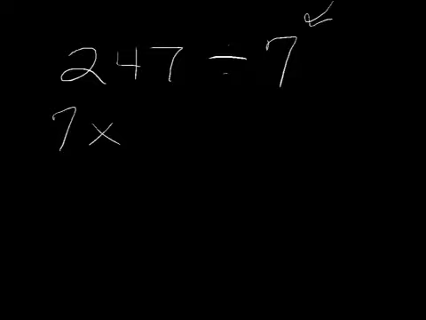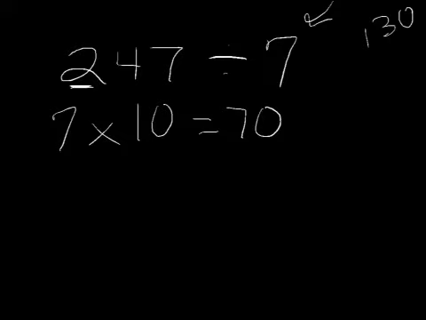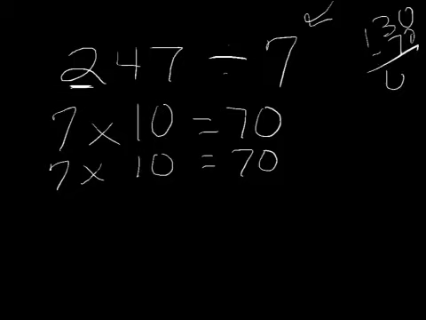So we can think to ourselves, 7 times what is close to 200 without going over? Now, in lots of cases, it's hard to think in that big of numbers, so go small if you want to. So we can say, well, I know that 7 times 10 is 70. Well, that leaves me 130 left over from my 200. So I can do it again. I can say, well, 7 times 10 is 70. Well, I subtract that 70 from here, and I get 60.